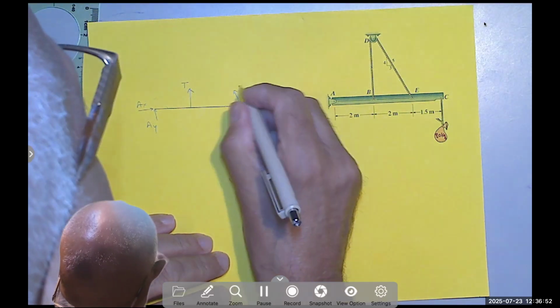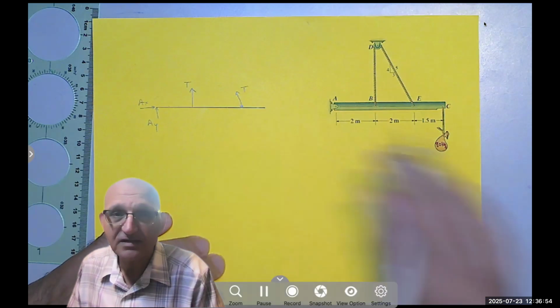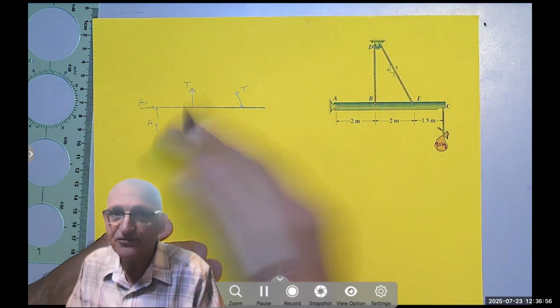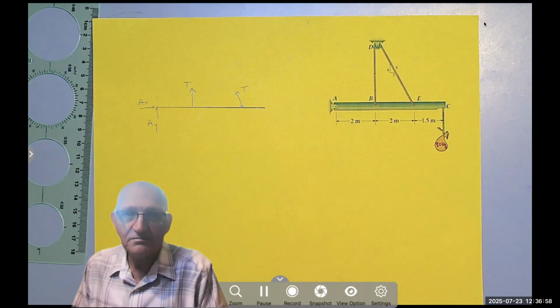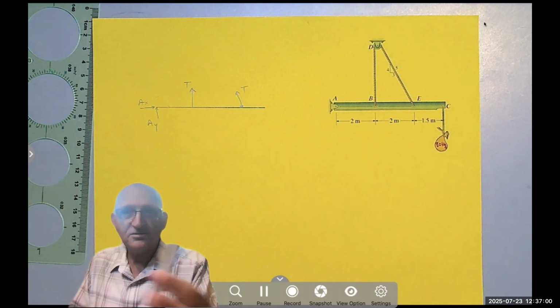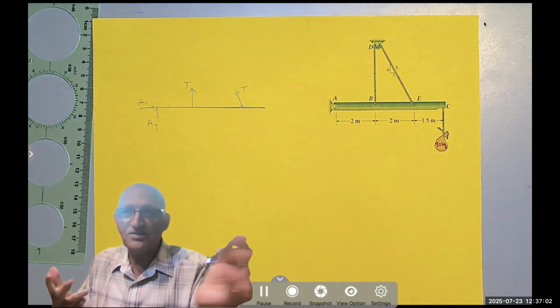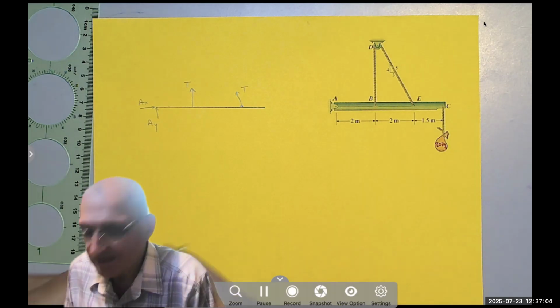It's not a different one. Don't say T1 and T2. No, they are the same. If they were different, you won't be able to solve. Take the pen, try it. Three equations, four unknowns. No way.